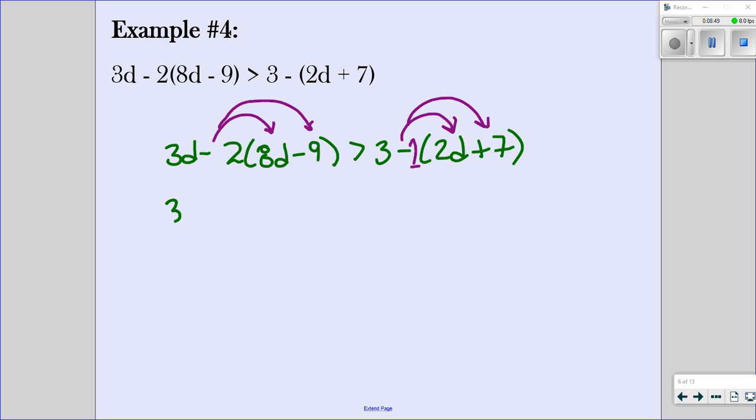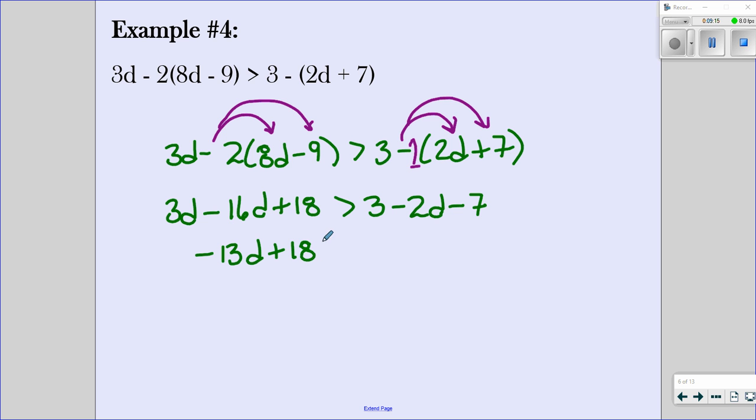Bring down the 3d because I didn't do anything with that. Negative 2 times 8d is negative 16d. Negative 2 times negative 9 gives me positive 18. Then 3, bring that down. Negative 1 times 2d is negative 2d. And negative 1 times positive 7 gives me negative 7. All right, combine like terms. This one is going to be 13d. Bring down the 18. And then I've got 3 minus 7, the negative 4, and bring down the negative 2d.